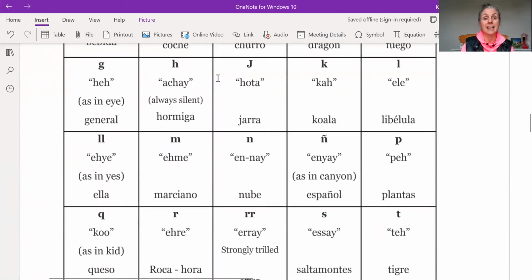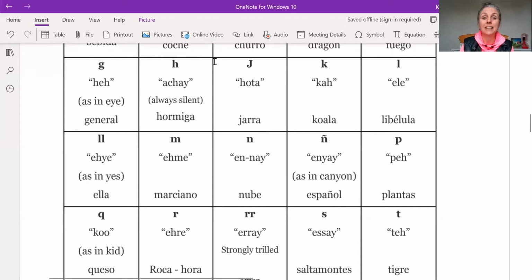Then we go to the H. The letter H in Spanish is a very interesting letter. At the beginning of the word, it's always silent, so we don't pronounce it. But on its own, the letter H is an H. Okay, and this word here means ant. We don't pronounce it hormiga. We pronounce it hormiga.